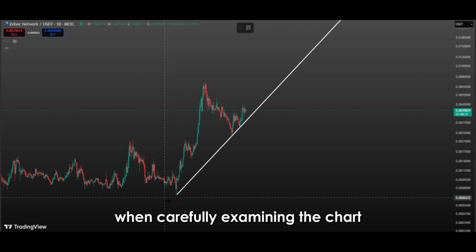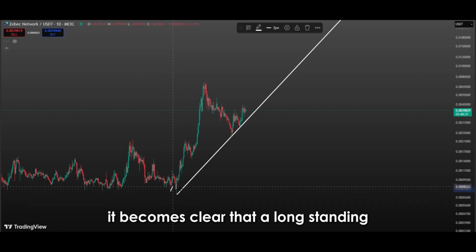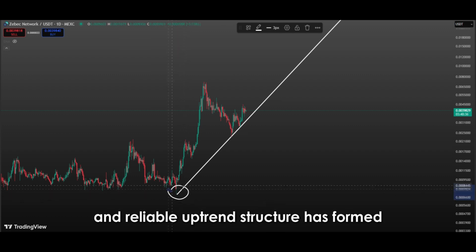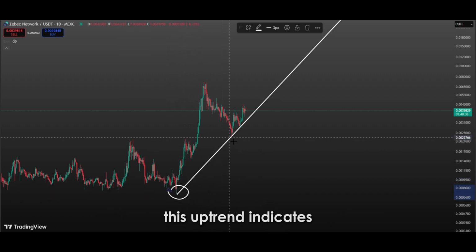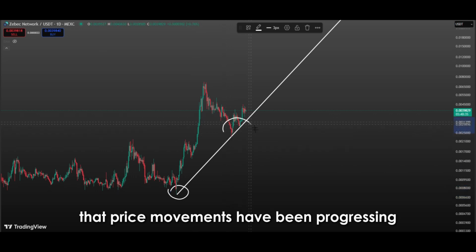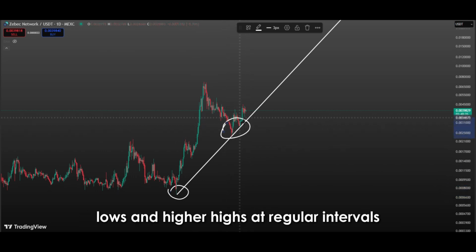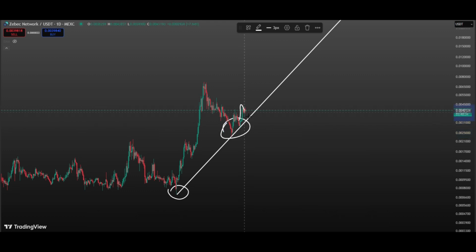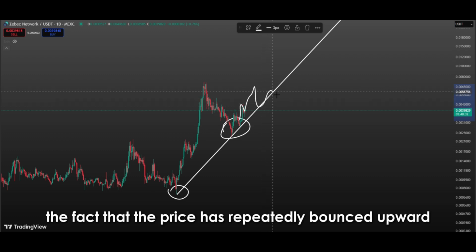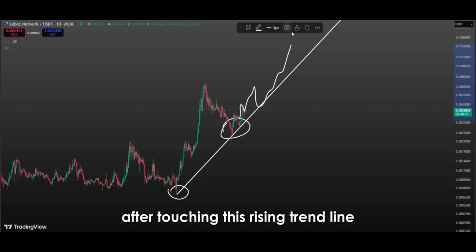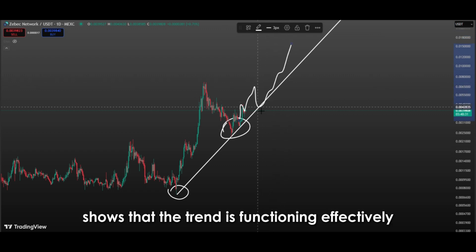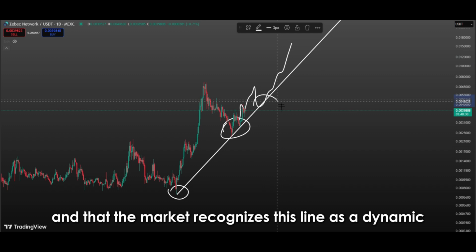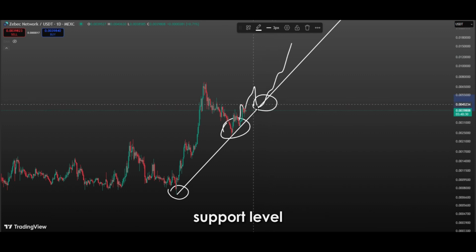When carefully examining the chart, it becomes clear that a long-standing, highly consistent and reliable uptrend structure has formed. This uptrend indicates that price movements have been progressing by forming higher lows and higher highs at regular intervals, meaning the overall market bias is upward. Such a structure instills confidence in investors and is generally considered a strong signal of a bull market. The fact that the price has repeatedly bounced upward after touching this rising trend line shows that the trend is functioning effectively and that the market recognizes this line as a dynamic support level.